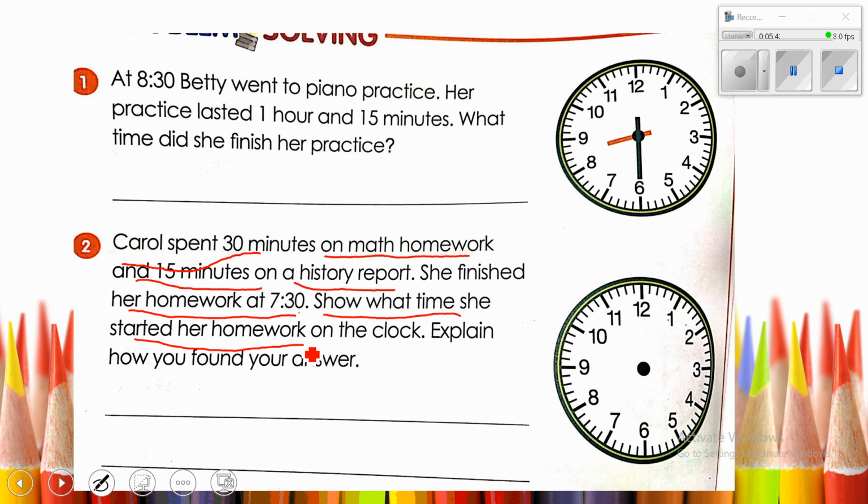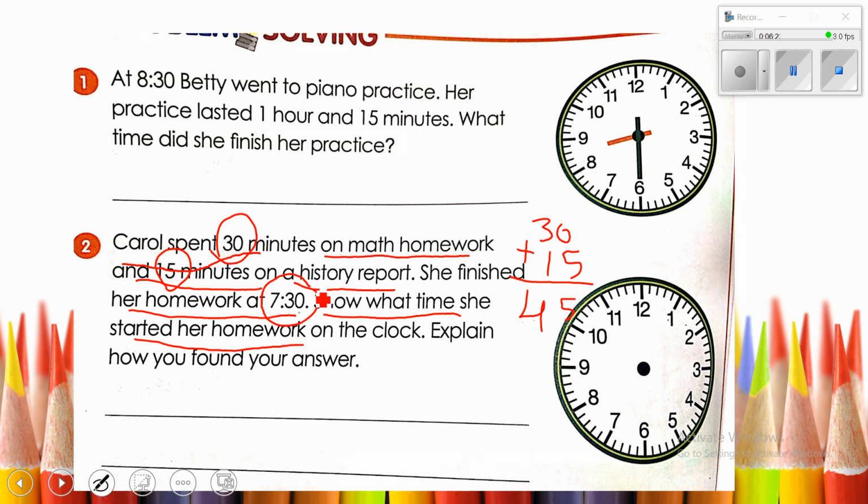Let's see first. I want to find how many minutes for both subjects. I have for history report 15. And for math is 30. So I want to add the minutes. 30 plus 15. Together, they will be 45 minutes for both homeworks. So they told us she finished already at 7:30.